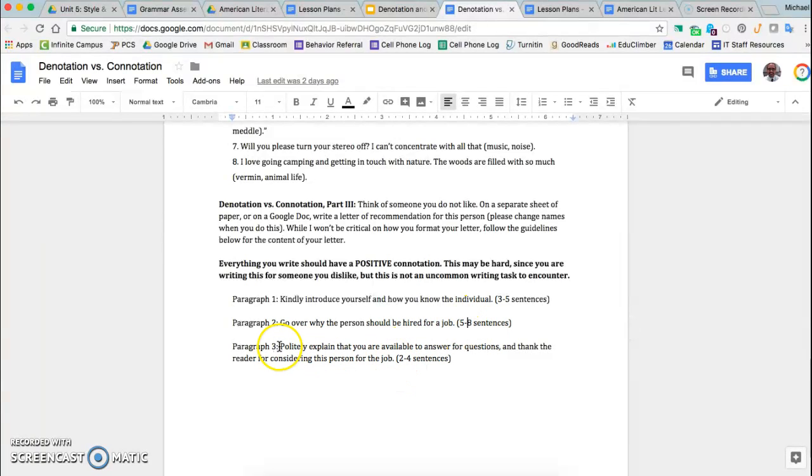And then in paragraph 3, you should politely explain that you are available to answer questions and thank the reader for considering this person for the job. Okay. So throughout all of this, you need to be polite and respectful. And in this one, you really need to emphasize positive qualities of this person who you really don't like. Okay, so that's the goal, is to write with a positive connotation with this kind of difficult writing task.